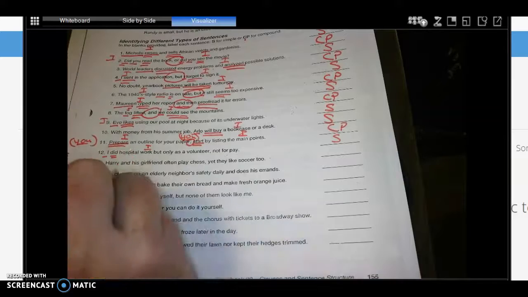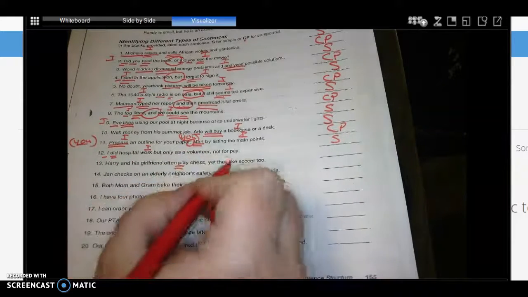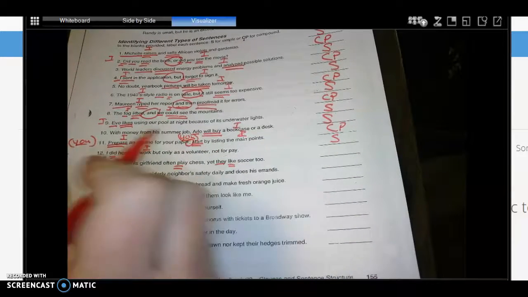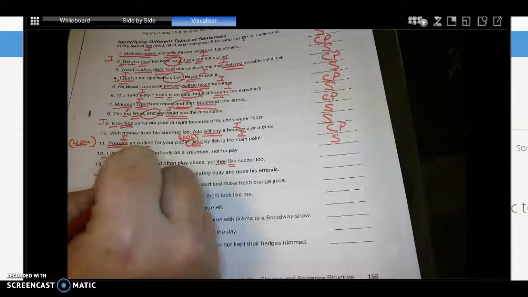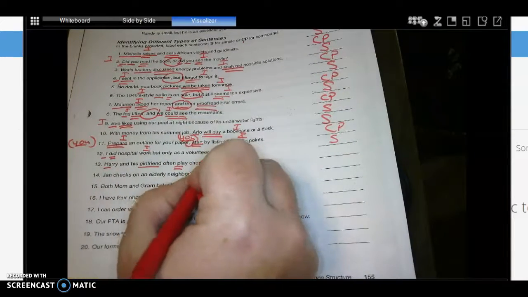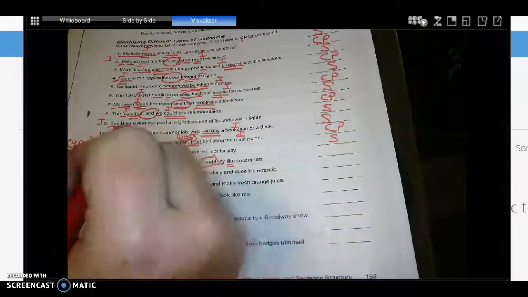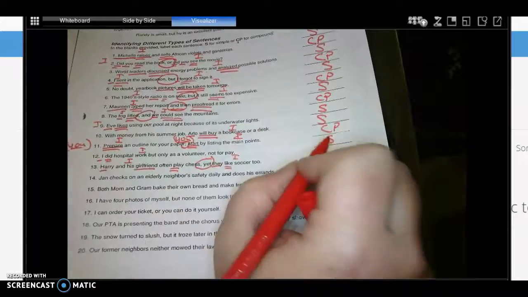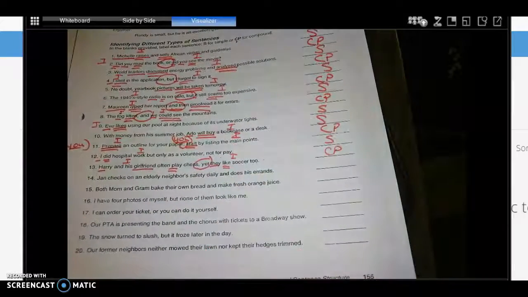Okay. All right, we have play and like. Who likes? They. And who plays? Harry and girlfriend. Notice that between the two, I have a conjunction and a comma. So this one's independent, compound.